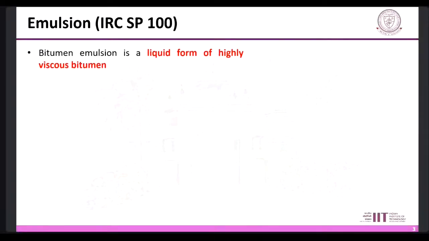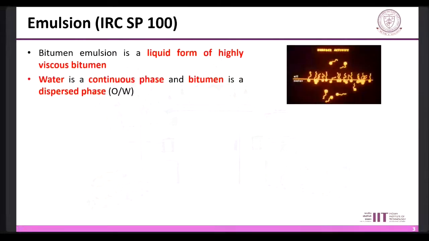Bitumen emulsion is basically a liquid form of highly viscous bitumen, which is prepared with the addition of water and is converted to a low viscous material so that it can be easily used for paving purposes. In it, water is a continuous phase and bitumen is a dispersed phase. Like you have seen the addition of oil in the water, there are different processes. Like we can add water in the oil and oil in the water, or it may be a combination.